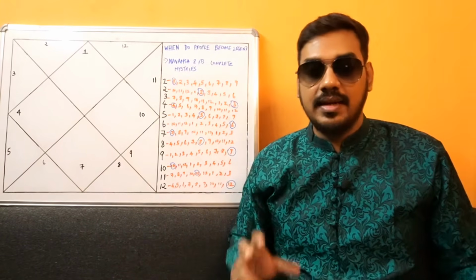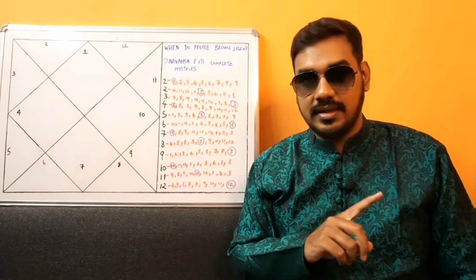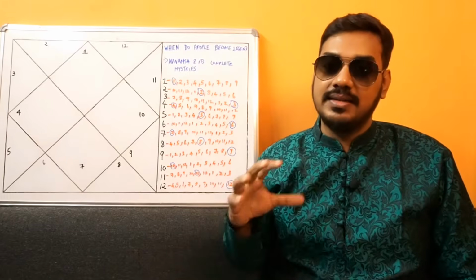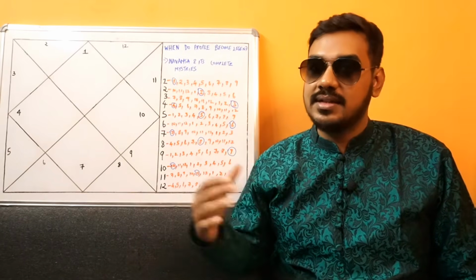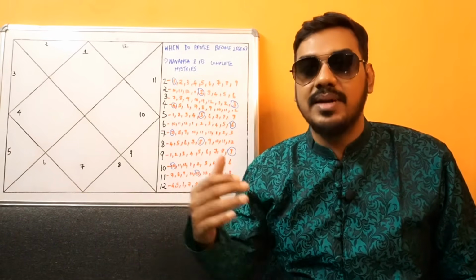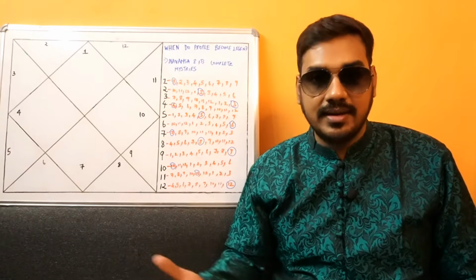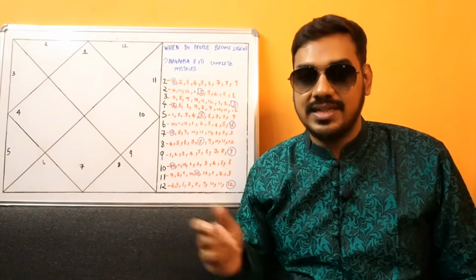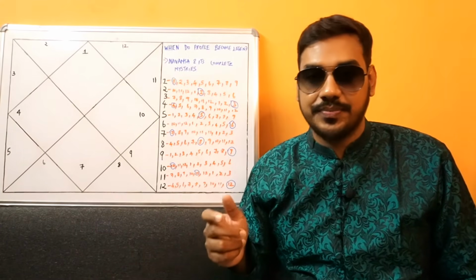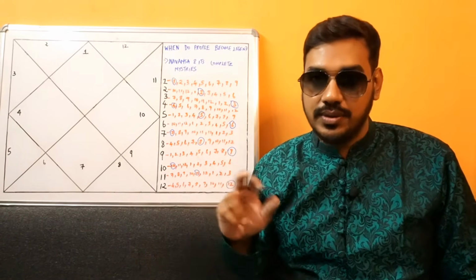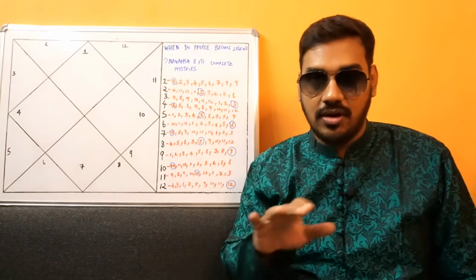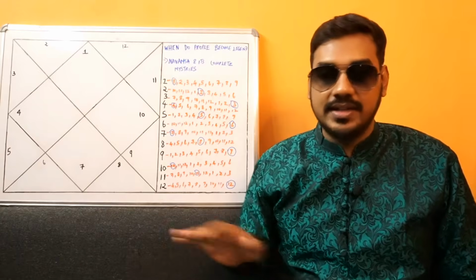Similarly, let's say Mercury is exalted in the Lagna chart or well placed in the Lagna, but it is debilitated in the Navamsa. That means after a certain point, this person is going to become illogical, impractical, and take wrong judgment about things. All right, so this is how you have to understand that when a planet is fallen in the Navamsa or is not well placed in the Navamsa, it is not a good thing.